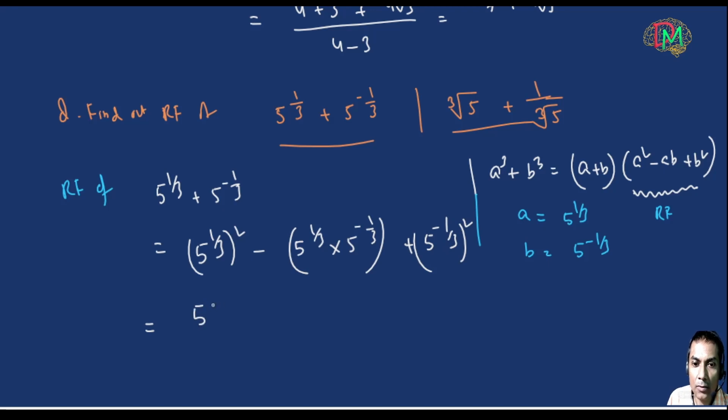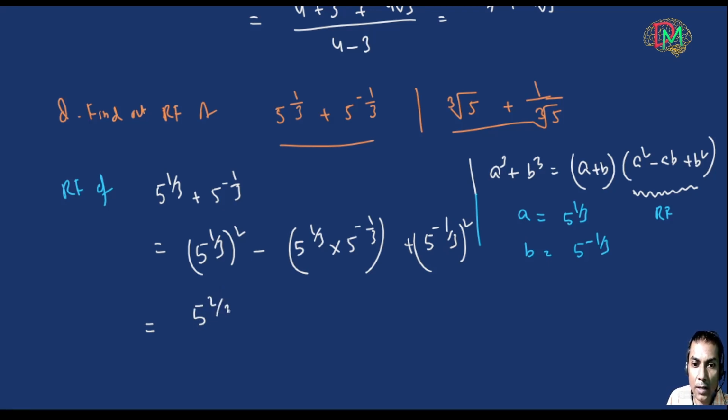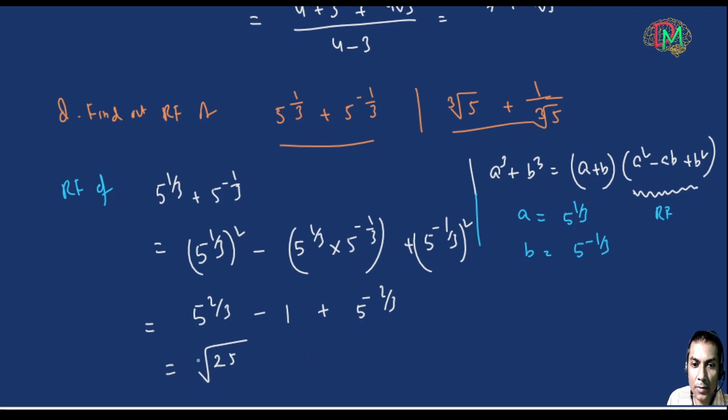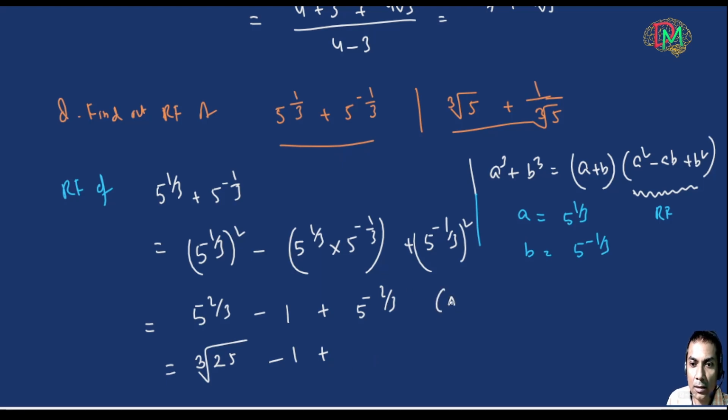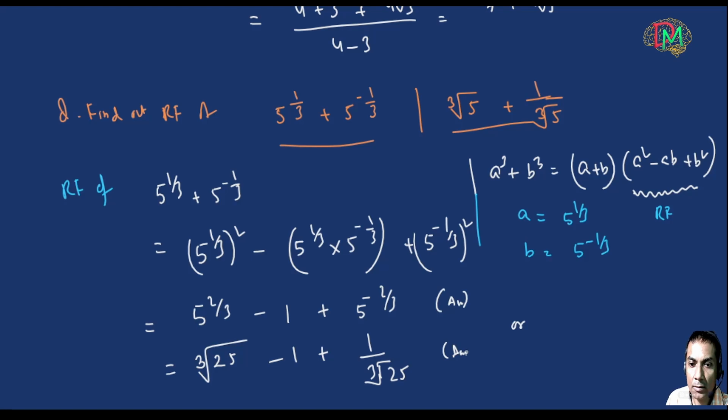So it will be, 5 to the power, you can write as 2 by 3 minus 1 by 3, 1 by 0, so 5 to the power 0 is equal to 1 plus 5 to the power minus 2 by 3. Clear? So we can write as 25 cube root of 25 minus 1 plus... Since the question is given, you can write as this or this. This could be the answer, or this will be the answer, by cube root of 25. Clear? So any form could be the answer. This is also an answer. Clear?